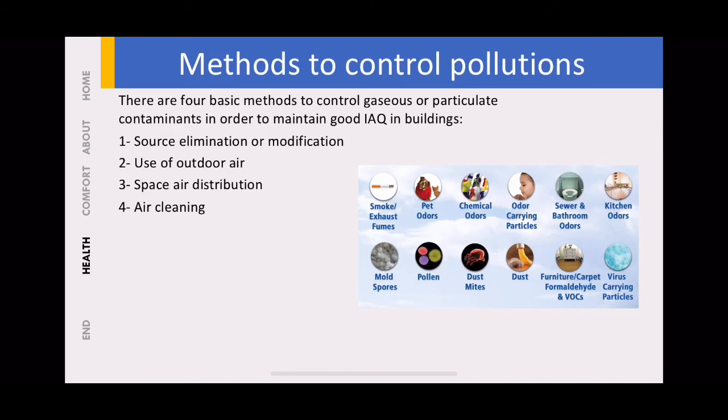Methods to control. There are 4 basic methods to control gaseous or particulate contaminants. The first one is source elimination or modification. Find the source and eliminate it or change it. Use more outdoor air. I mean, don't circulate the air very much. A good space air distribution must not have a blockage. For example, there shouldn't be any obstacles in front of the air flow from the air conditioning system, to ensure that there is a good flow inside there. And the last one is to have air cleaning.